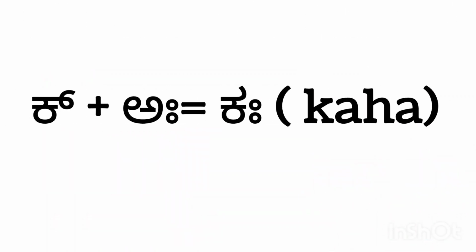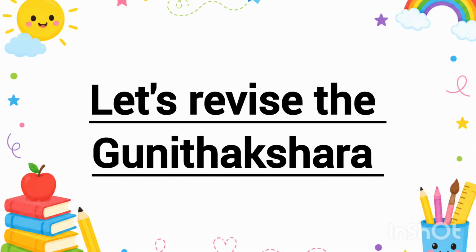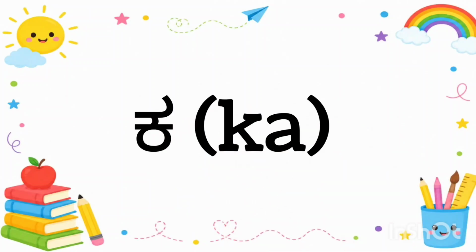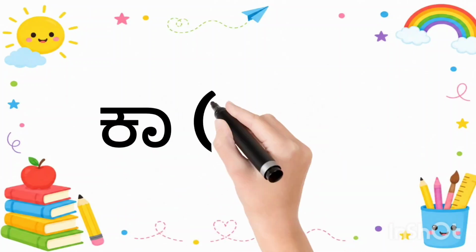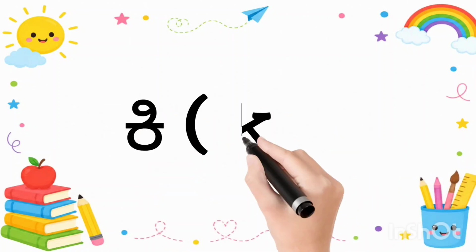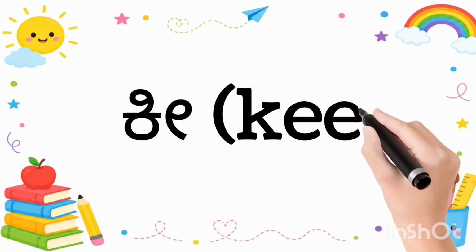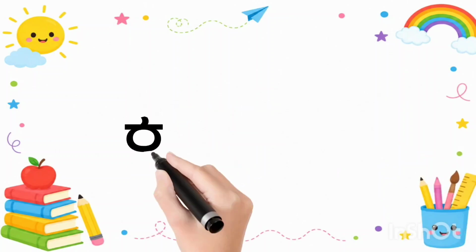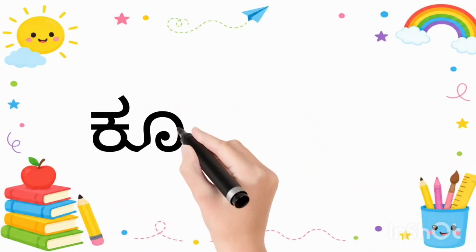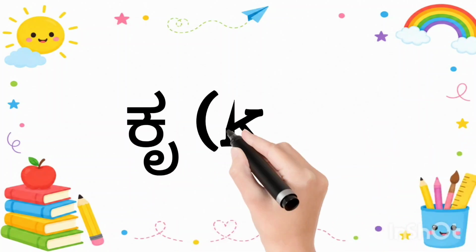K plus aha is equal to kaha. Let's revise the Gunithakshara. Ka. Ka. Ki. Ki. Ku. Ku. Kru.